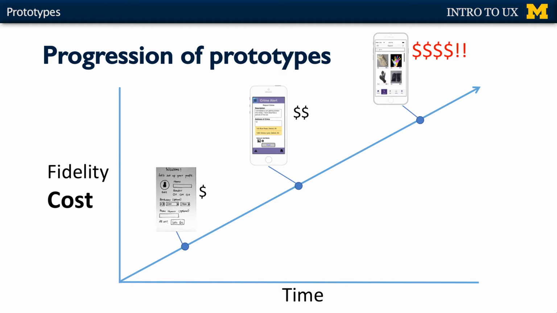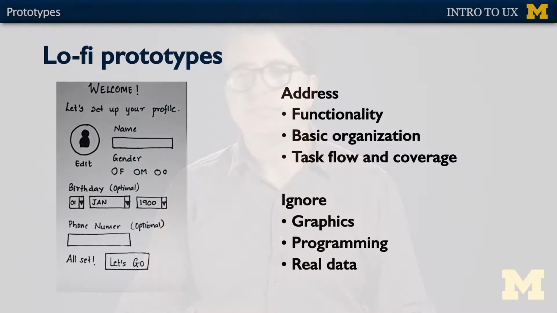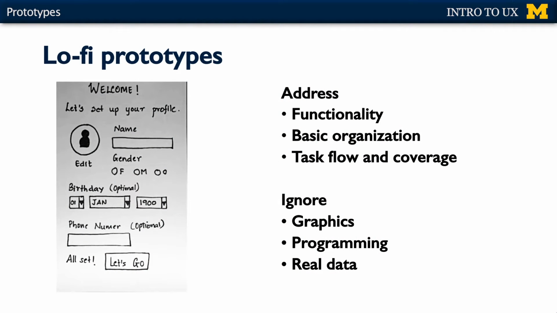And one of the reasons for this is that the cost of producing each of these prototypes is going to increase. And we want to make sure that we've worked out as many of the problems and as many of the design ideas as possible while working in a cheaper medium before progressing to things that are going to cost more, require more effort to produce, and box us in more in terms of the design decisions that we're able to make. So let's go through these different types of prototypes.